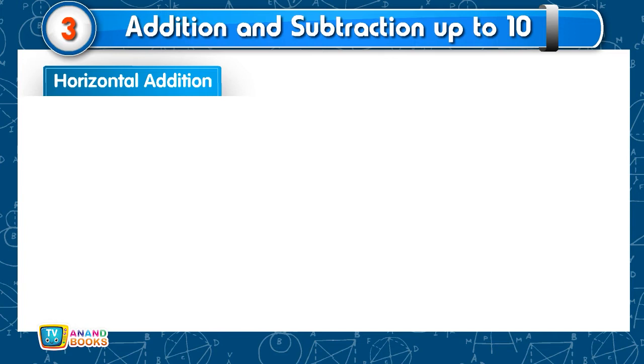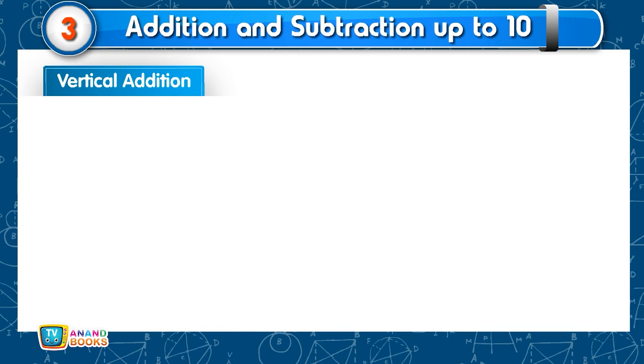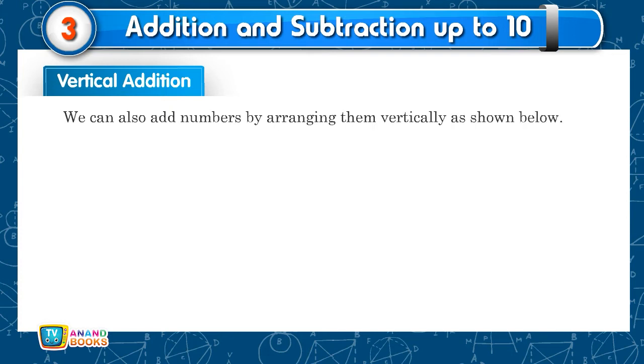Horizontal addition. Add 2 and 7. Draw 2 sticks for 2 and 7 sticks for 7. Now, count all the sticks. 2 plus 7 is equal to 9. Vertical addition. We can also add numbers by arranging them vertically as shown below. 1 plus 5 is 1 stick plus 5 sticks.